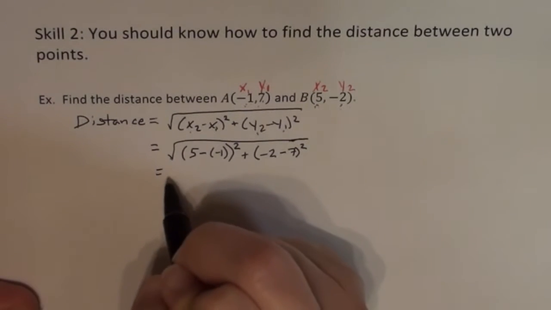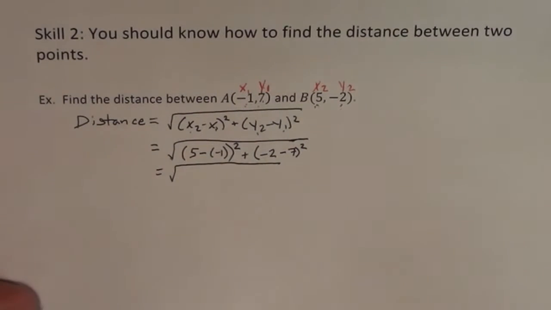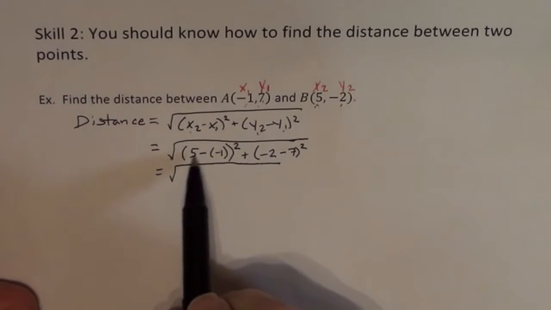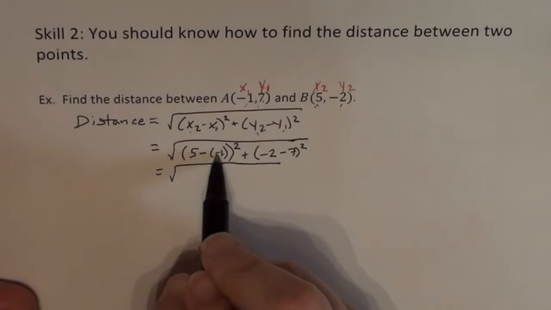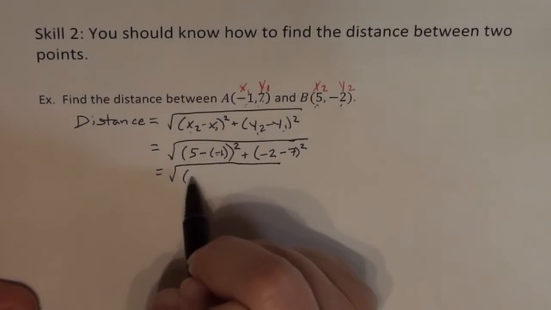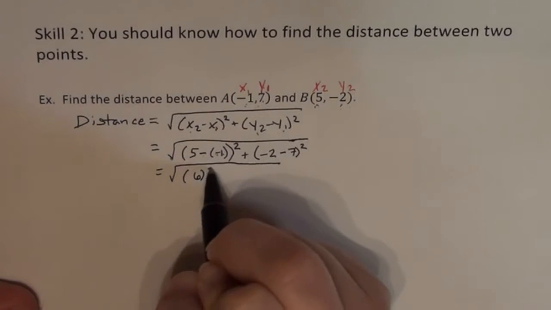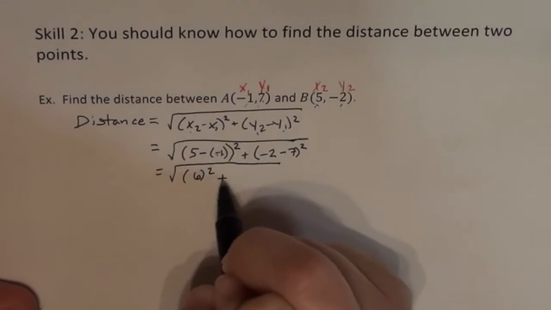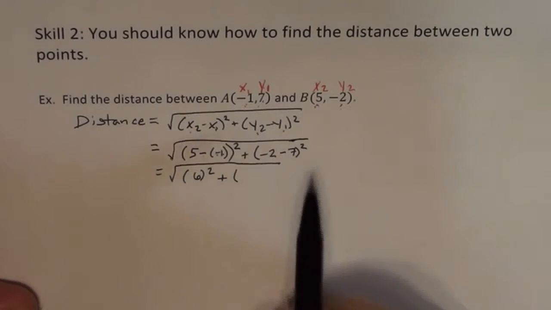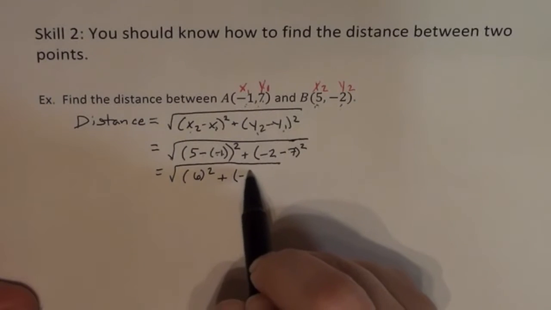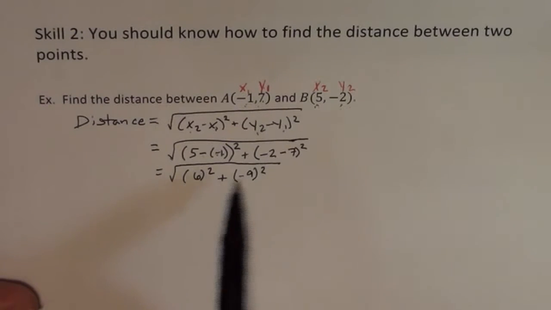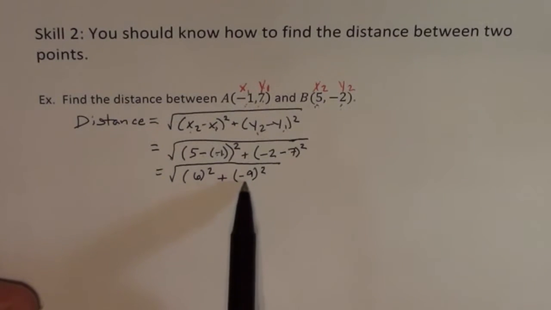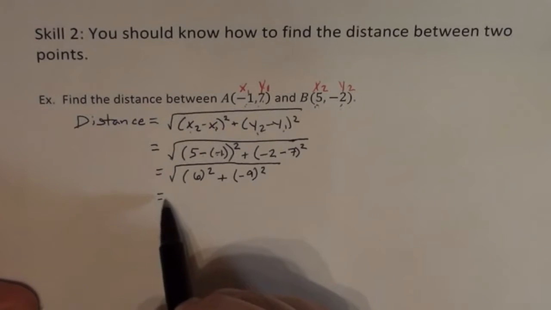Now following the order of operations, we do what's inside the parentheses first. So 5 minus -1. That's really the same thing as 5 plus 1, which is 6 squared, plus -2 minus 7. That's -9 squared. Now the parentheses aren't completely necessary around the 6, but they are necessary around the -9 because we're squaring -9.